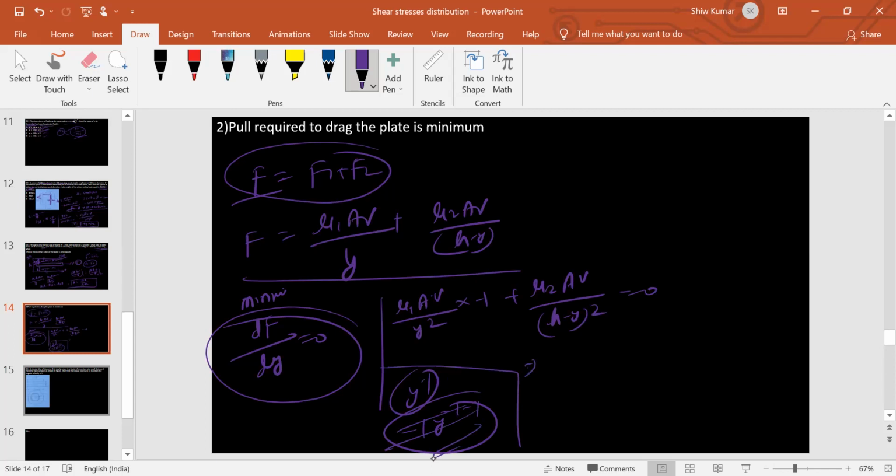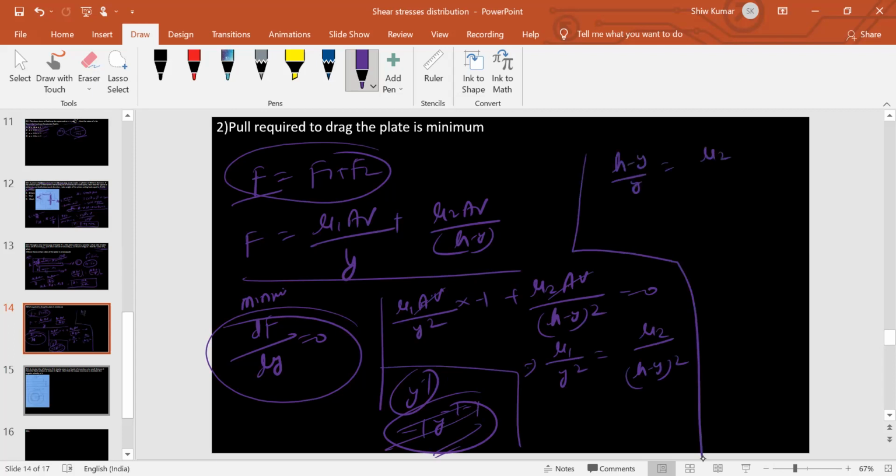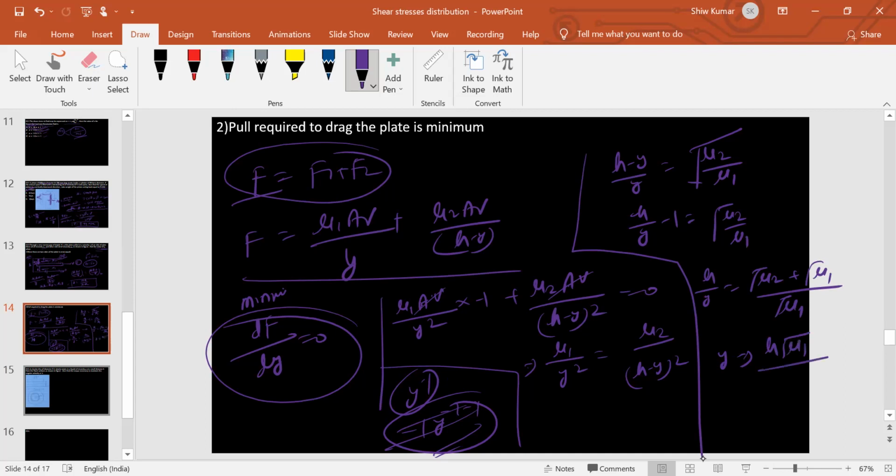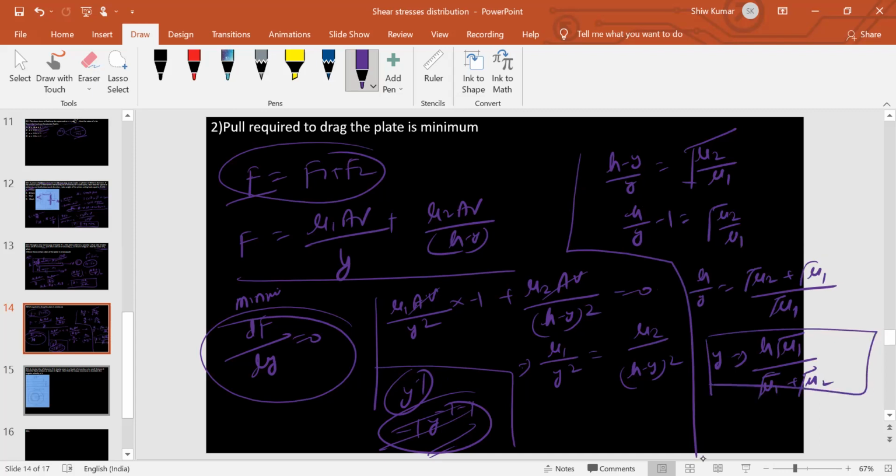If you simplify, A and V get cancelled. We get mu1 divided by Y squared equal to mu2 divided by (H minus Y) squared. Further, (H minus Y) by Y must be equal to the square root of mu2 by mu1. Then H by Y minus 1 is equal to root mu2 by root mu1, so H by Y is equal to (root mu2 plus root mu1) divided by root mu1. So the value of Y is H into root mu1 divided by (root mu1 plus root mu2). This is the Y value.